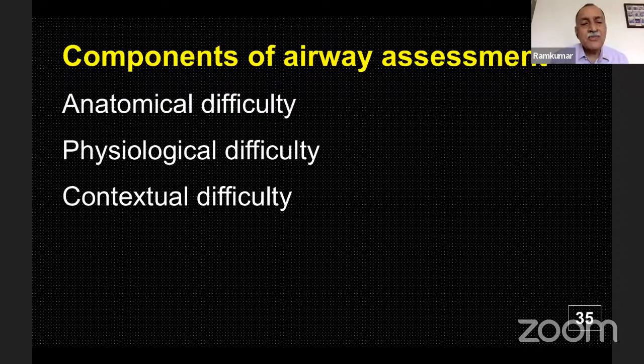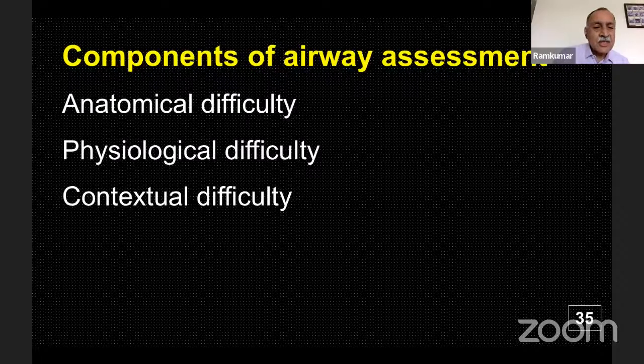The second component is physiological difficulty. When we talk about a difficult airway, the majority of us will concentrate on the anatomical difficulty, but we must remember that there are two other areas that can pose a lot of difficulty, and one of them is the physiological difficulty, which we'll talk about a little later, which is nothing but physiological reasons that pose a hindrance to your achieving a safe and successful airway.